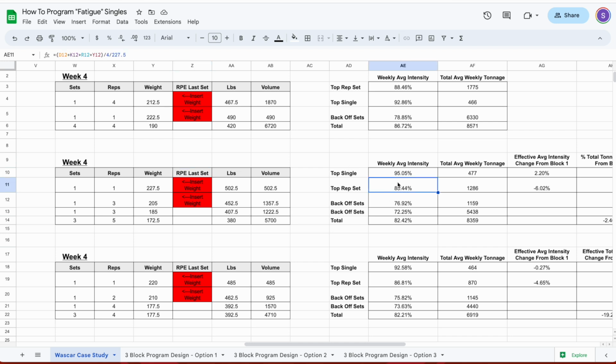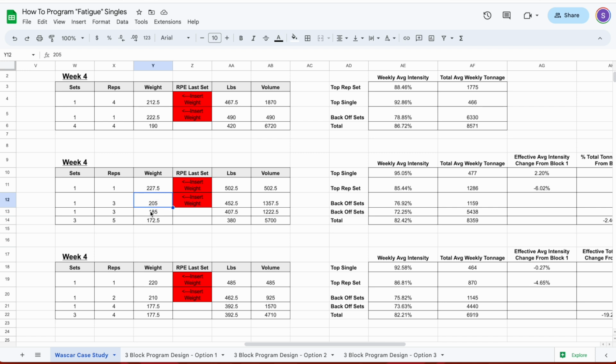Our average intensity on the top set of 3 was 85.4%, which is only a 3% drop from this, but we have to factor in he was doing 1 rep less. So once we factor that in, if I do a 3% addition, because in general, if you've watched my videos before, 1 rep is about 3%. That was a 6% drop in average intensity of his rep set, even though the reps were dropping and he should be going heavier. He did 7.5 kilos less with a rep less.